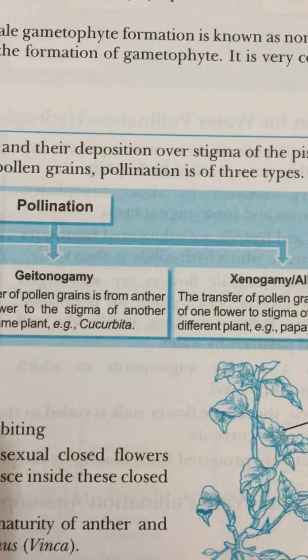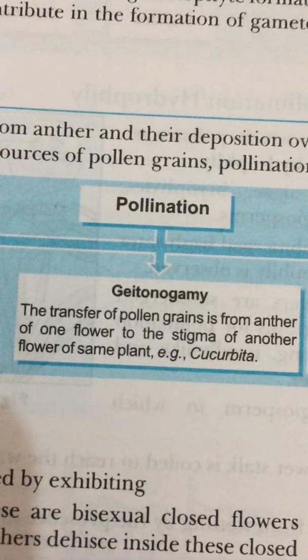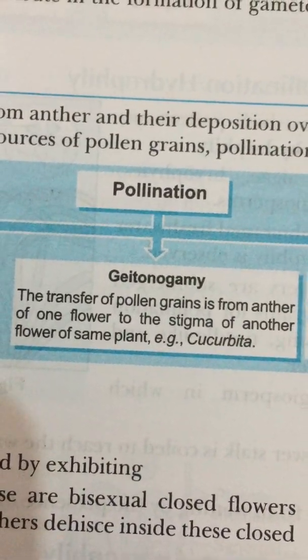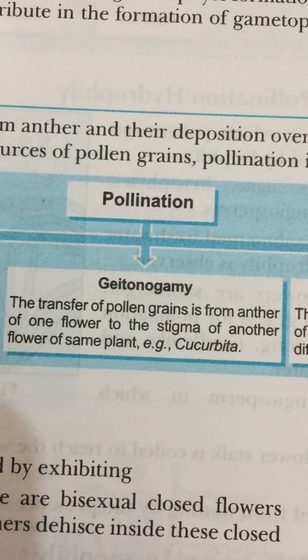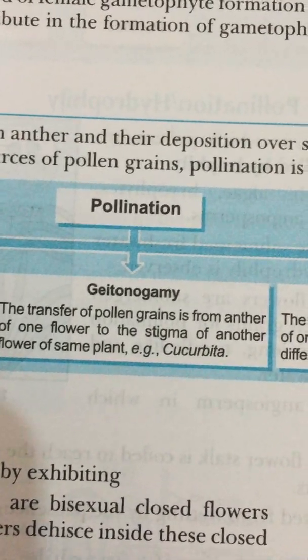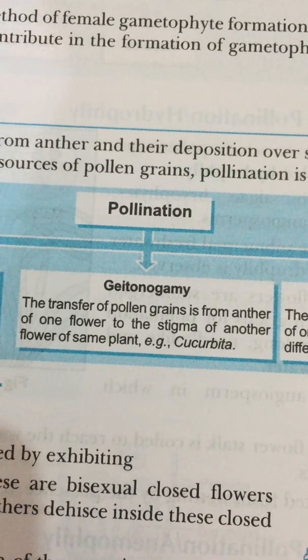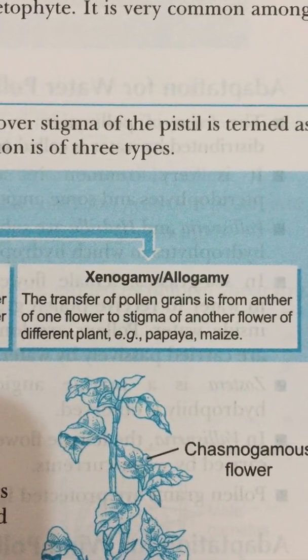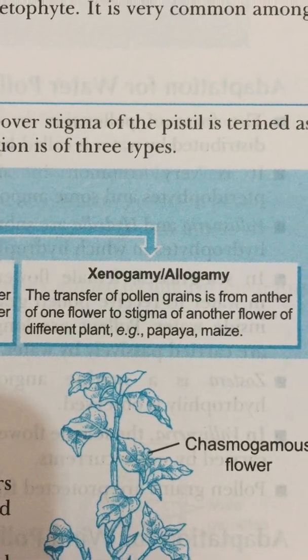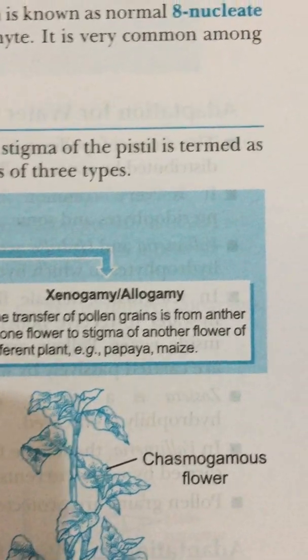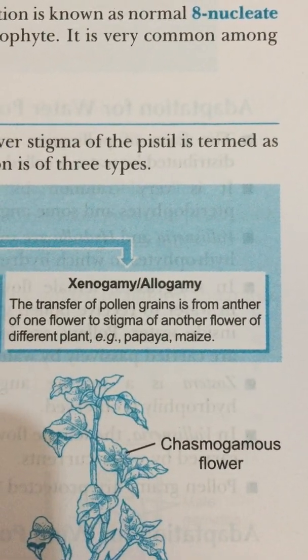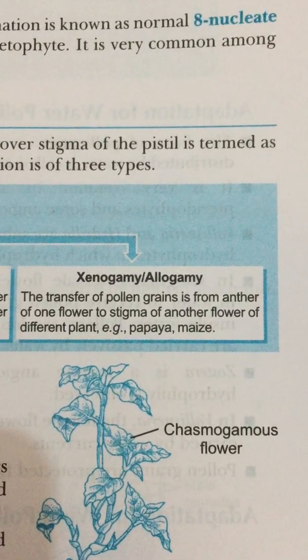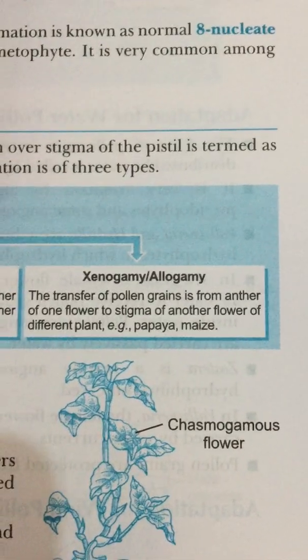Next is geitonogamy, which is the transfer of the pollen grains from anther to the stigma of a different flower of a genetically similar plant. Next is xenogamy, or cross pollination, which is true cross pollination. That means in this process the transfer of the pollen grain takes place from anther to the stigma of a genetically different plant. Now, both self and cross pollination have their advantages as well as disadvantages.